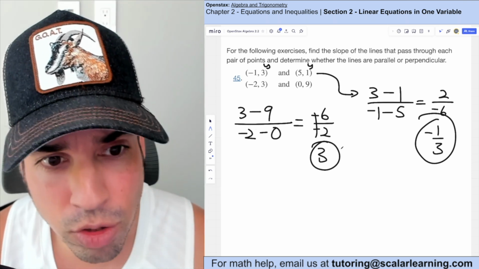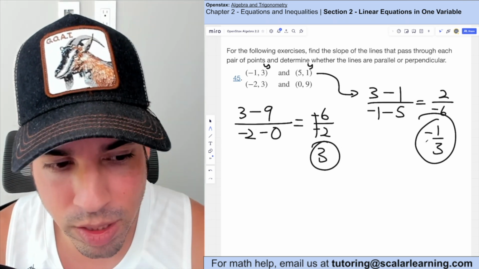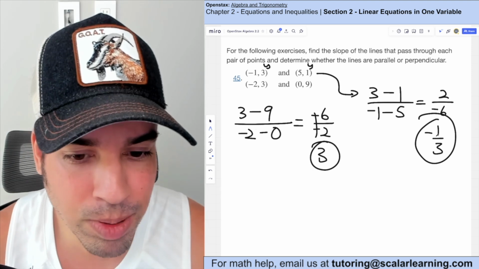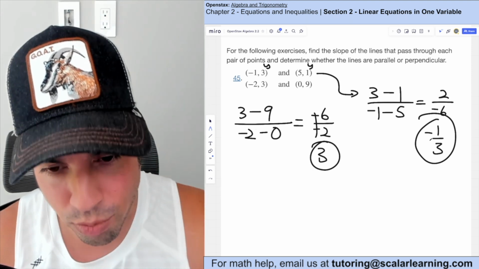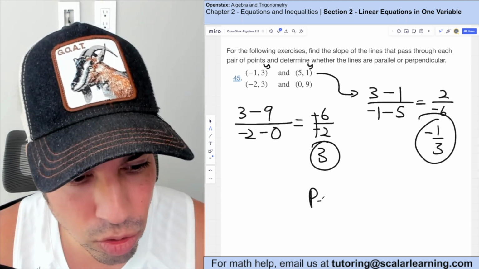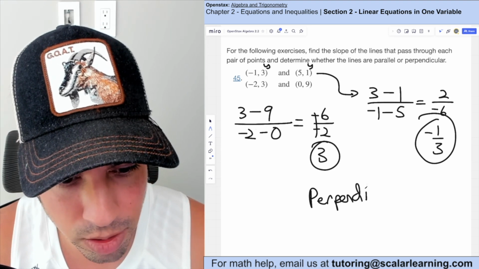Now, since these two slopes are opposite reciprocals, right? If I take the opposite of negative 1/3, that's positive 1/3, and then the reciprocal of that is 3, these two lines are perpendicular.